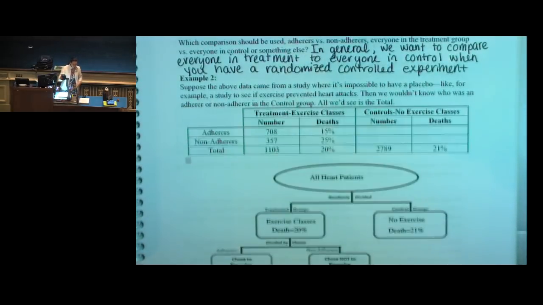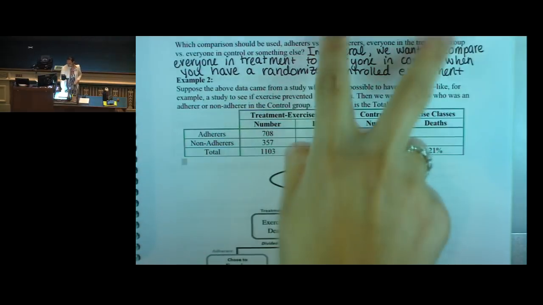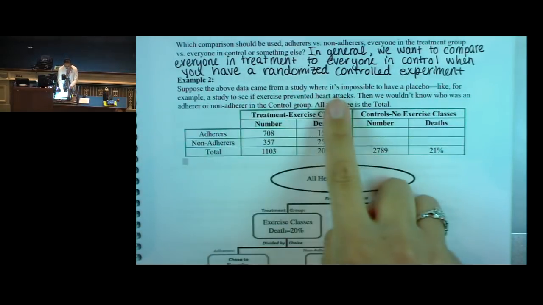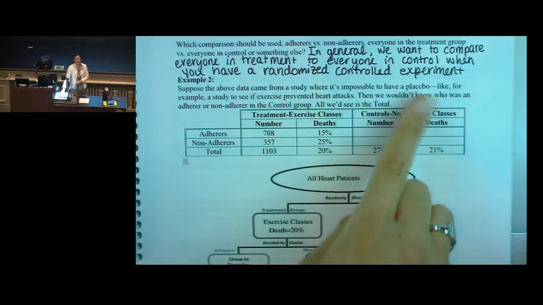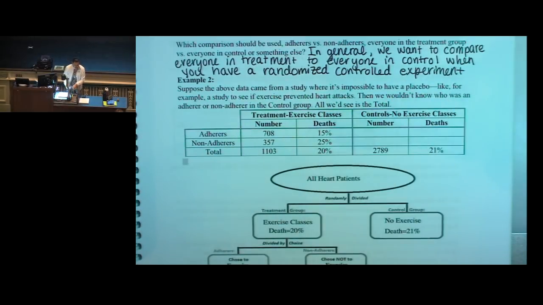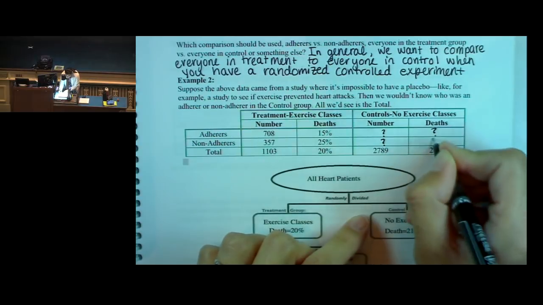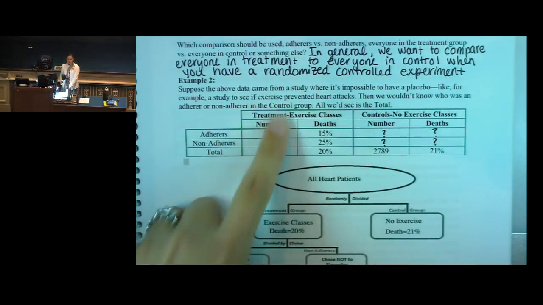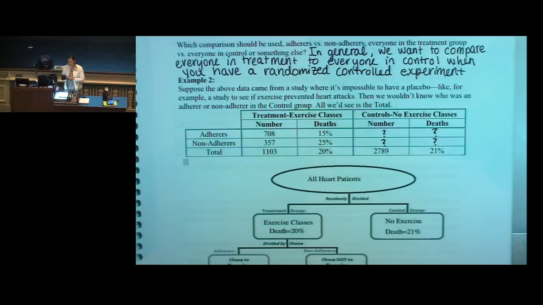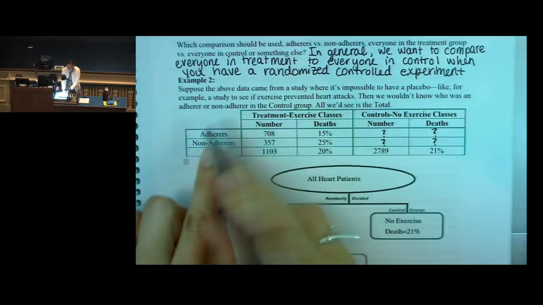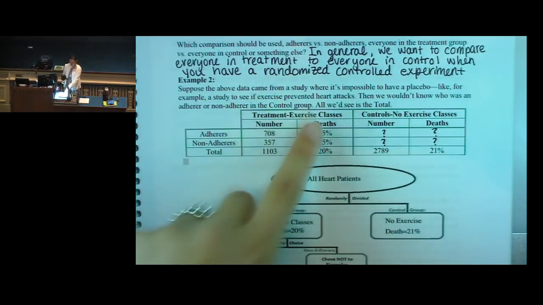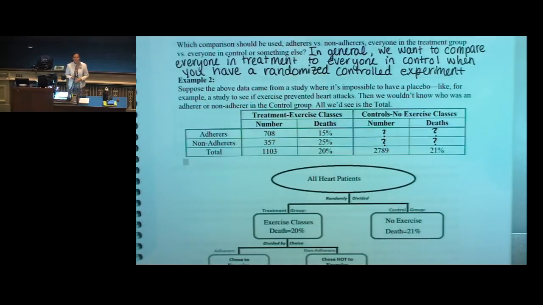Down here, number 2, example 2, this is kind of another reason why that comparison is best. It says, what if the data came from a study where it's impossible to have a placebo? So sometimes we don't even know these numbers, all right? Like this one, it says to see if exercise helped prevent heart attacks, then we wouldn't know who was an adherer or non-adherer in the control group. We'd just see the total.